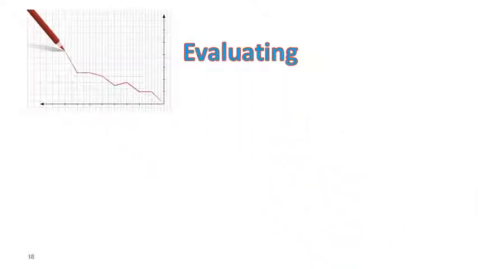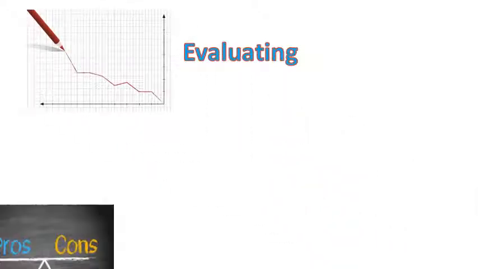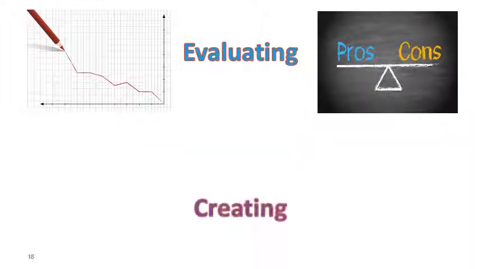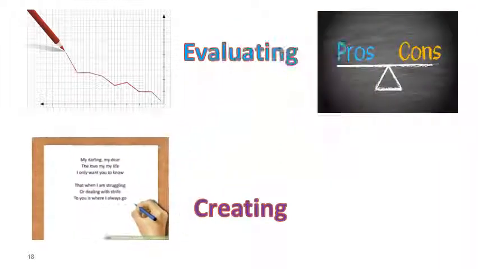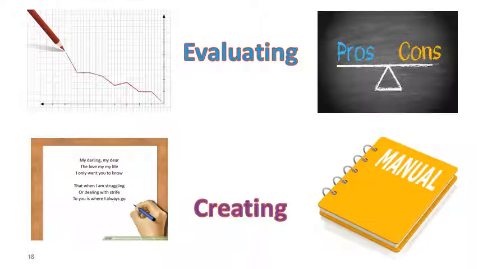Evaluating involves activities that focus on analyzing information and making judgments based on it, such as constructing a graph to illustrate certain information or creating a pros and cons list. Creating involves activities that depend on students to produce original ideas to address prompts and organize thoughts, such as writing an original poem, manual, or guidebook.